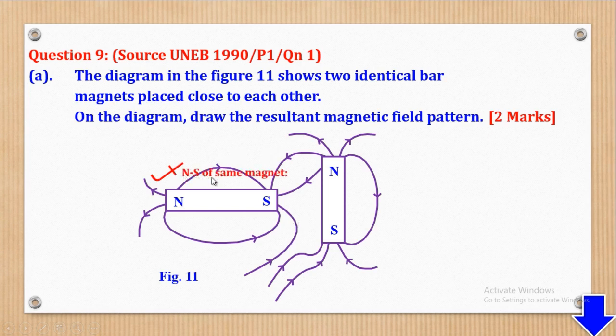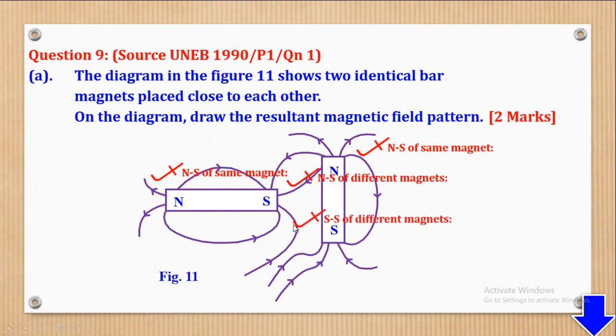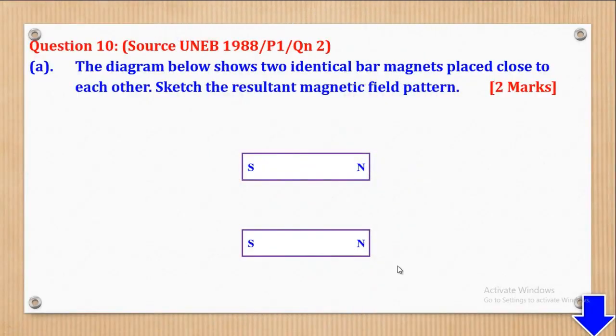So half a mark will be for drawing the field pattern from north to south of the same magnet. These field lines are from north to south of the same magnet, so that is half a mark. Another half a mark will be for drawing the field pattern from north to south of the other magnet, that is also another half a mark. Then showing the attraction between the north and south poles of the different magnets, also another half a mark. And showing the repulsion field line pattern for the south and south of different magnets, also another half a mark. So basically that's how the 2 marks could come about.